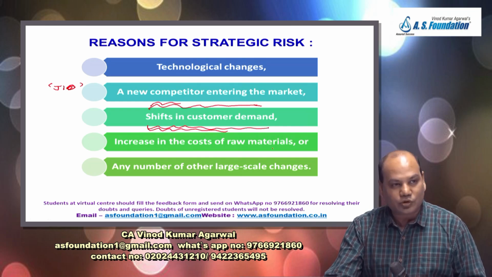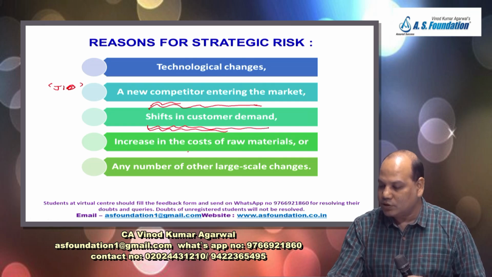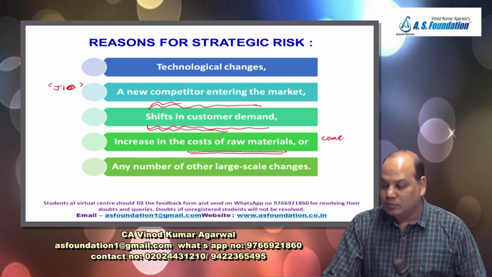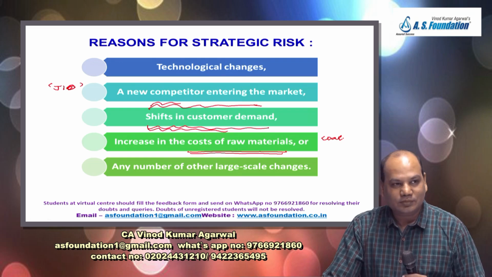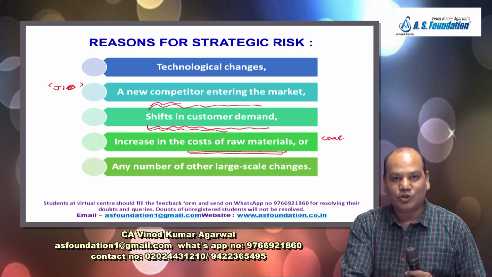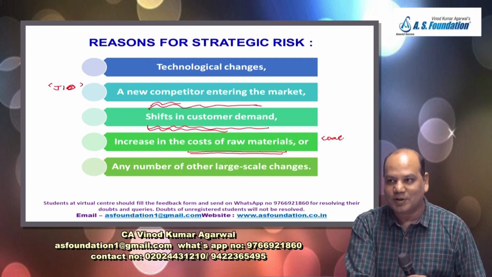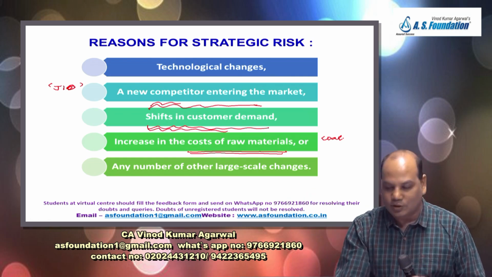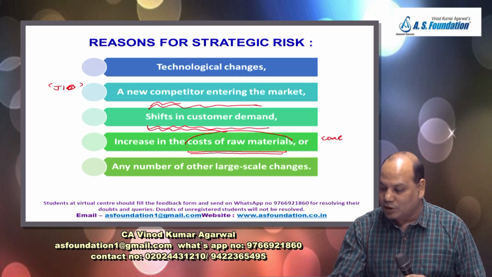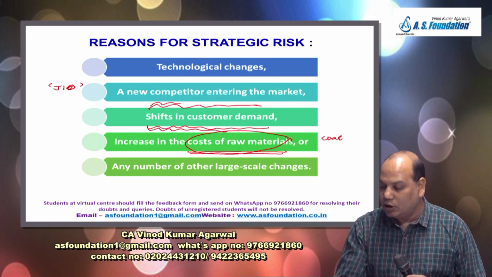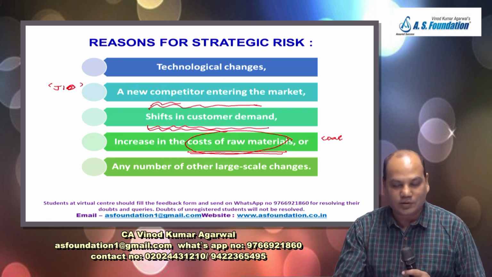Then increase in the cost of raw material. This is a strategic risk. Suppose your company is dependent on coal for power generation. The price of coal can go up. Your company may depend on oil for some activity, or silver, or gold for some activity. The price of oil, silver, gold may go up. Any raw material can go up, and you don't know how much it can go up. It all depends on demand and supply. And any number of other large scale changes.